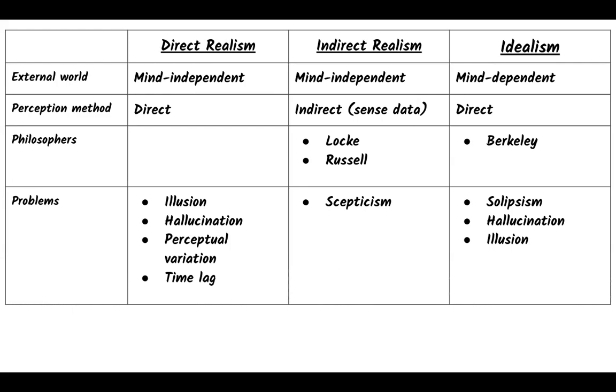Okay, so here is an overview of the content. You'll see the columns on the left: external world, perception method, philosophers, and problems, and then the various positions or theories: direct realism, indirect realism, and idealism. Now we're going to go through that today, but you can see that there are different positions being held. For example, two of those positions are that the external world is mind independent. One position is that the world is mind dependent. Some believe that you perceive the world directly, and some that you perceive the world indirectly. So we'll have a look at those throughout this video.